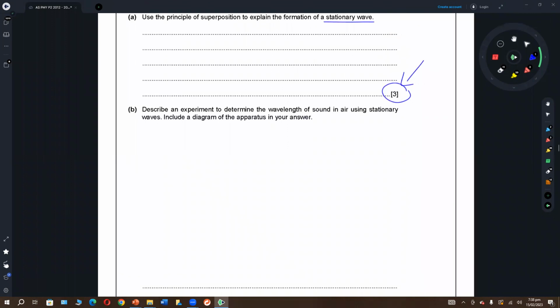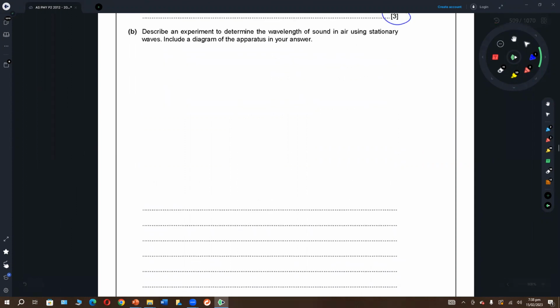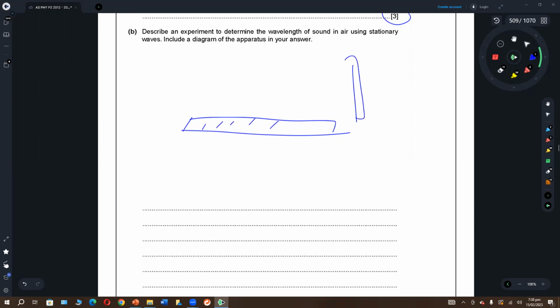Describe an experiment to determine the wavelength of sound in air using stationary waves. We just did it yesterday, and I had put a ruler, if you remember, like this. There was a reflecting surface, there was a loudspeaker, and there was a microphone. Do you remember it now?